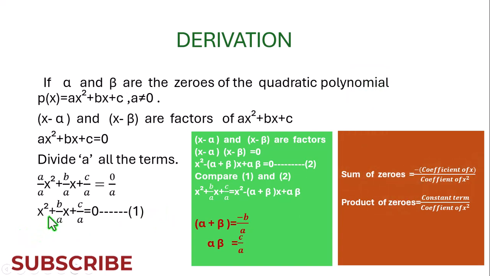Minus b upon a means coefficient of x upon coefficient of x square, with a minus sign. Product of zeros is constant term upon coefficient of x square. Sum of zeros is equal to minus coefficient of x upon coefficient of x square. Product of zeros is equal to constant term upon coefficient of x square. This is the derivation for the zeros of the quadratic polynomial. Sum of zeros is equal to minus b upon a and product of zeros is equal to c upon a.